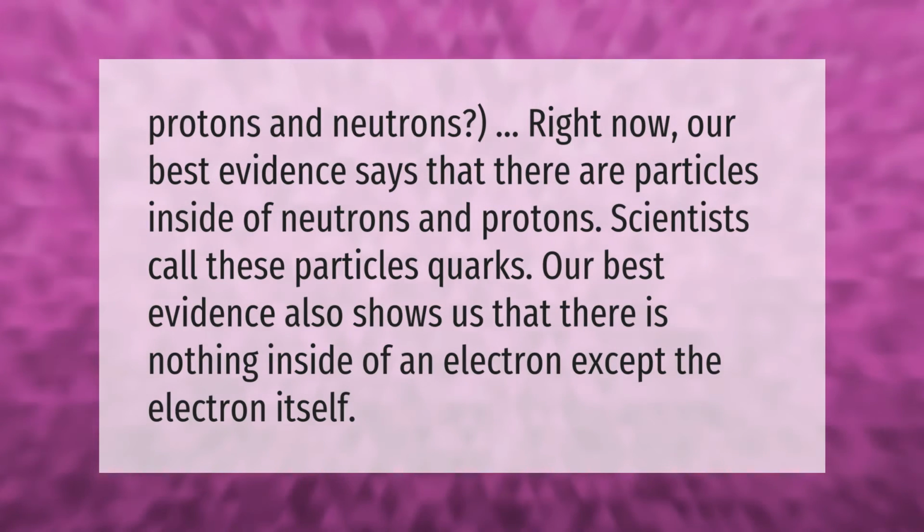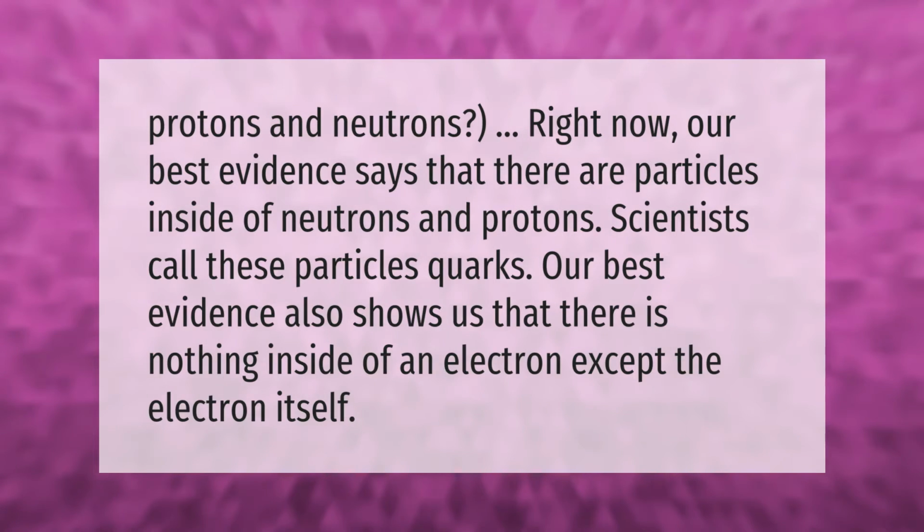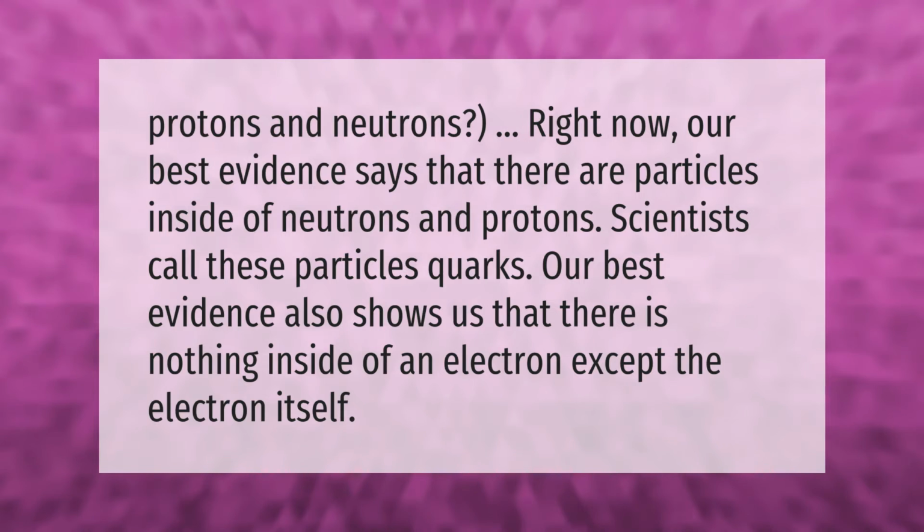Protons and neutrons. Right now, our best evidence says that there are particles inside of neutrons and protons. Scientists call these particles quarks. Our best evidence also shows us that there is nothing inside of an electron except the electron itself.